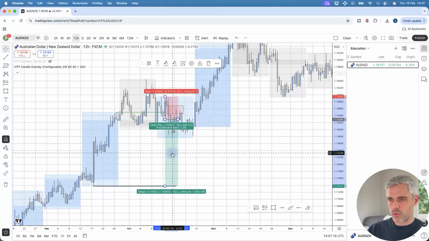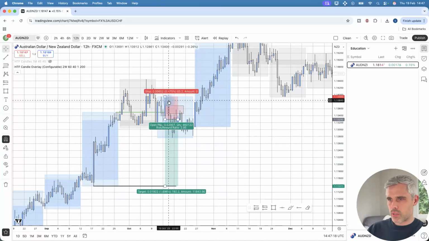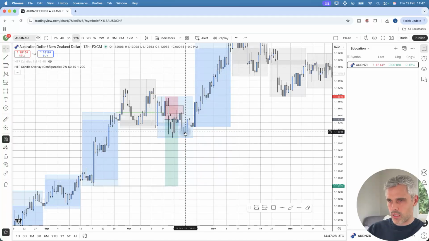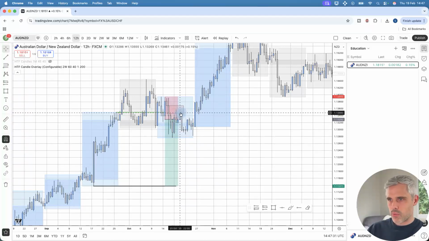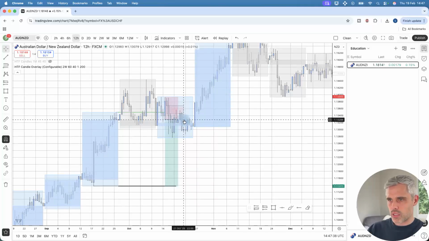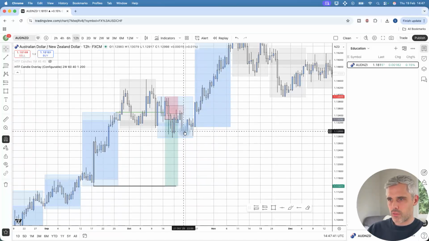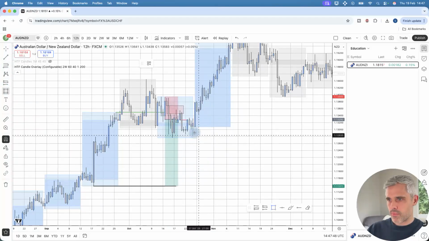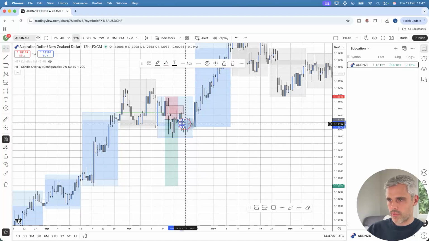AUDNZD. This would be nearly a 3R trade. What happens though? So we get this retracement, we get tagged in, which is great. We get this sort of consolidation, but then price breaks away. So this is expected behavior. We get the formation of a new order flow leg. Now this doesn't close through the original structure, it closes within the structure, but we do still have the formation of a new order block right here, and then a new fair value gap, an inefficiency in price here.